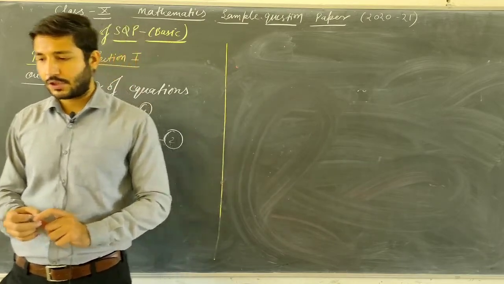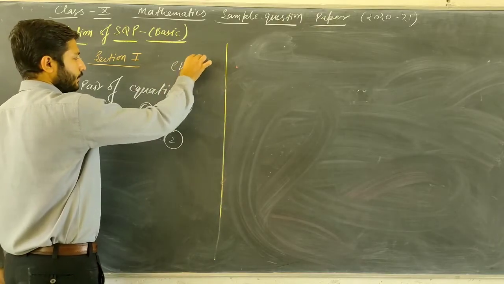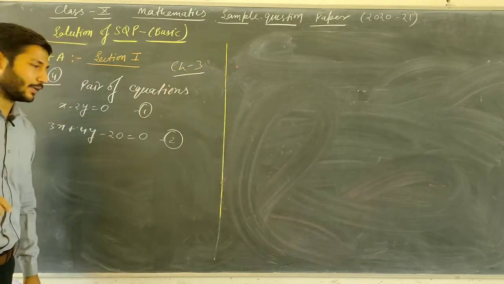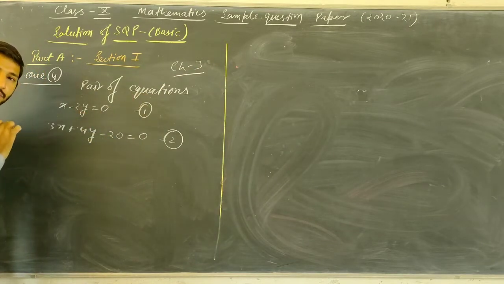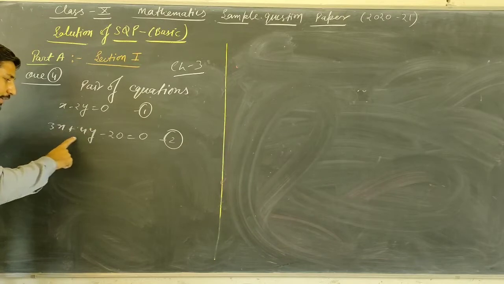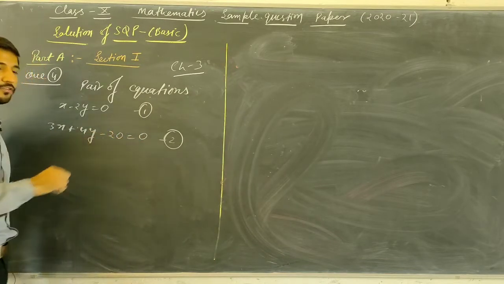What is given in this question? On comparing the ratio of the coefficients, find out whether the pair of equations x minus 2y is equal to 0 and 3x plus 4y minus 20 is equal to 0 is consistent or inconsistent. This question is from chapter number 3. What is given? A pair of equations: x minus 2y equals 0 and the second equation 3x plus 4y minus 20 equals 0. These are your equation number 1 and equation number 2.